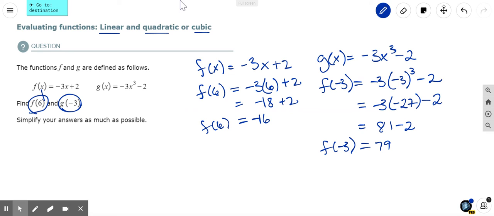All right, if you don't know how to do that, here's the calculator. By the way, Desmos has a scientific calculator. It's pretty nice. So negative 3x cubed minus 2, and we're plugging in a negative 3. It's going to pop up every single time. Okay, negative 3x cubed minus 2.